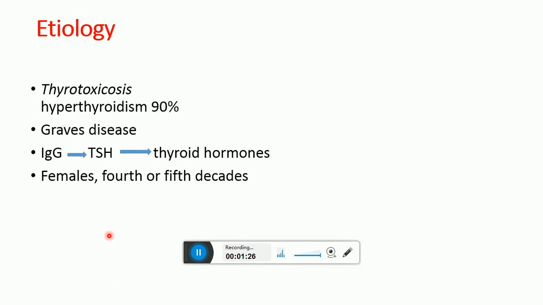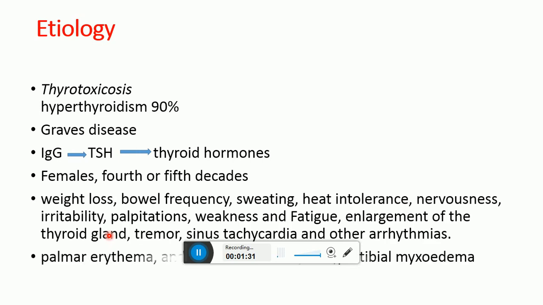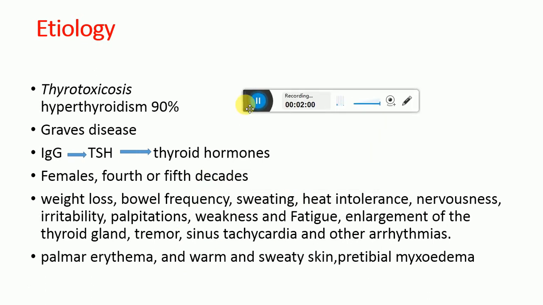It is more common in females and may be associated with other autoimmune disorders. Presentation is often in the 4th or 5th decades with symptoms including weight loss despite good appetite, and increased bowel frequency. There is sweating, heat intolerance, nervousness, irritability, palpitations, weakness and fatigue. There may be enlargement of the thyroid gland, tremors, sinus tachycardia and other arrhythmias, palmar erythema, warm and sweaty skin and pretibial myxedema.